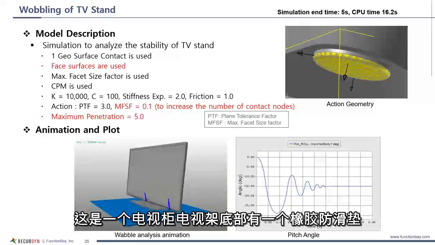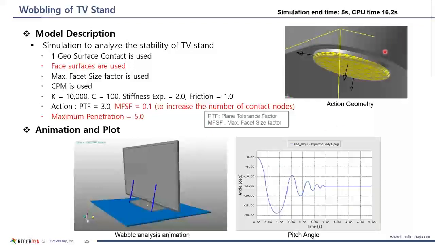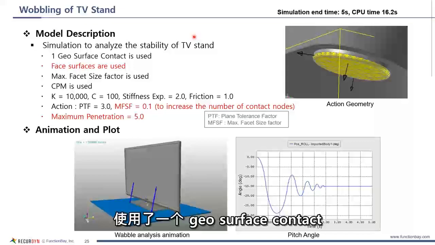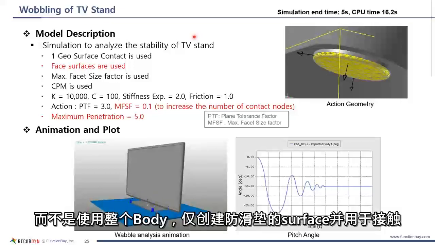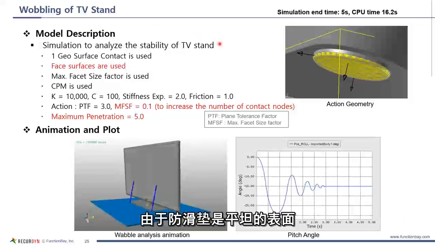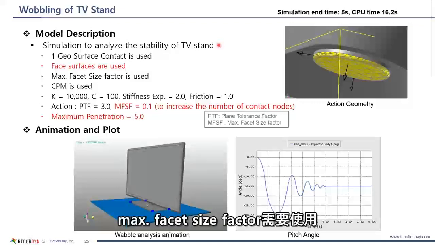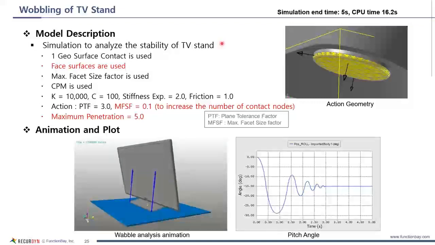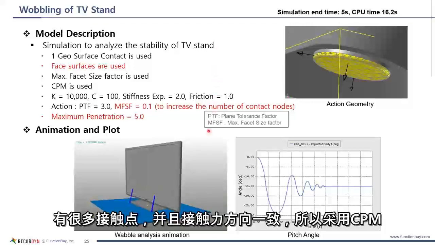This is a TV stand. There is a rubber non-slip pad under the bottom of the TV stand. One geo surface contact is used. Instead of using the entire body, only the surface of the non-slip pad is created and used for contact. Since the non-slip pad is a flat surface, max facet size factor needs to be used. There are many contact points, and the directions of the contact forces are uniform, so CPM is used.